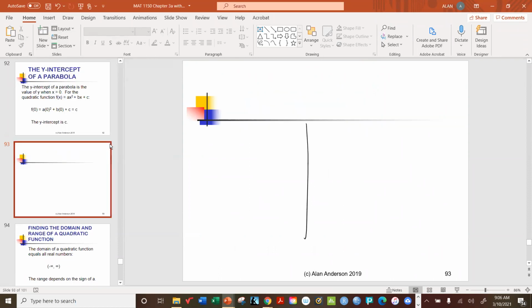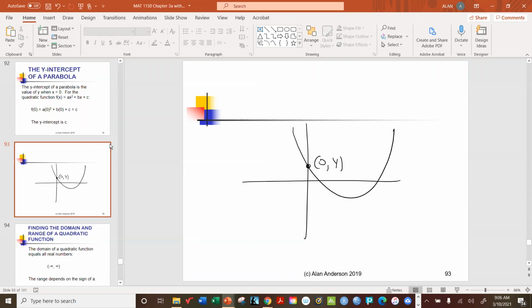let's say this is our parabola. This is what we're looking for. This is the point where x is 0, and this is some value of y, which forces the function to equal, for x to equal 0. So how do we solve for something like this? Well, if we know that f of x equals ax squared plus bx plus c, I need to find the value where x equals 0.